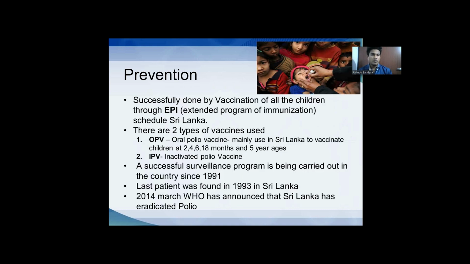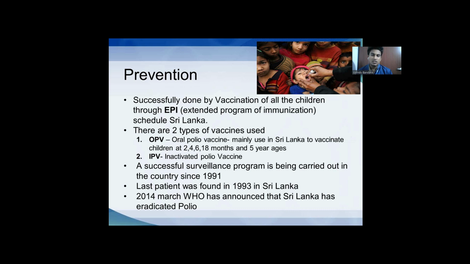How do we prevent polio? In Sri Lanka, we have a wonderful and well organized immunization program to prevent polio. It is done by the EPI schedule, or Extended Program of Immunization schedule, in Sri Lanka. There are two types of vaccines we are using in Sri Lanka. The first one is oral polio vaccine, and the other one is IPV, or inactivated polio vaccine.